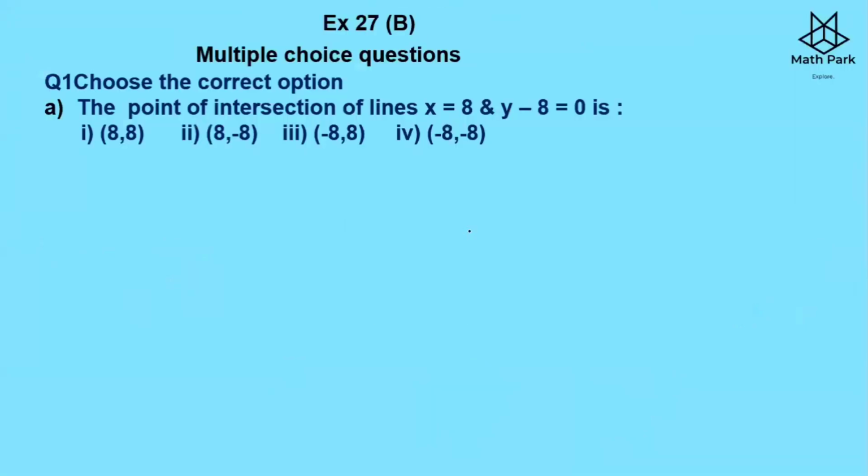So we start with the first question, which is multiple choice questions. Choose the point of intersection of lines x is equal to 8 and y minus 8 is equal to 0. So where will these lines meet?